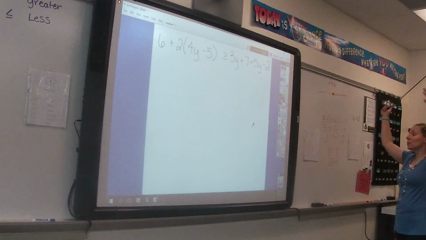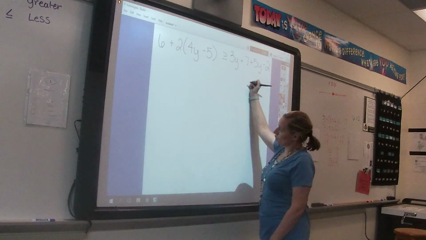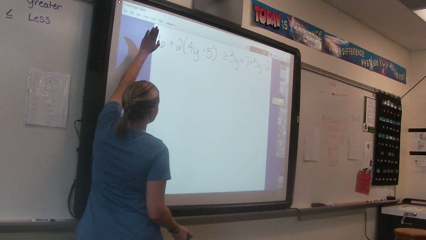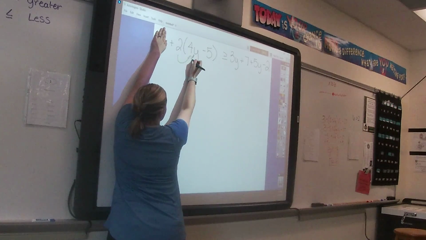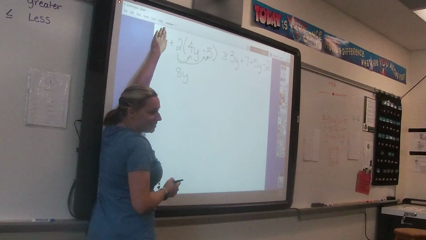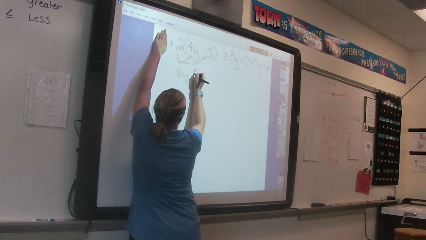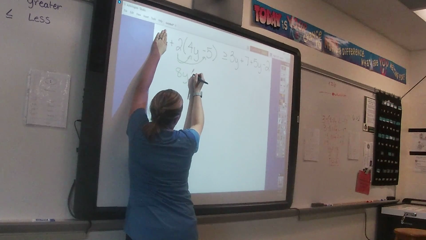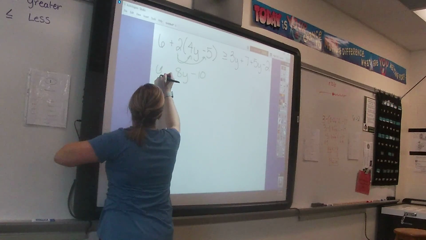Okay, so step 1, are there parentheses? Yes, distribute. So we're going to distribute. What number are we going to distribute? 2. So we'll get an 8y. 2 times negative 5 is? Negative 10. Everything else is coming straight down.